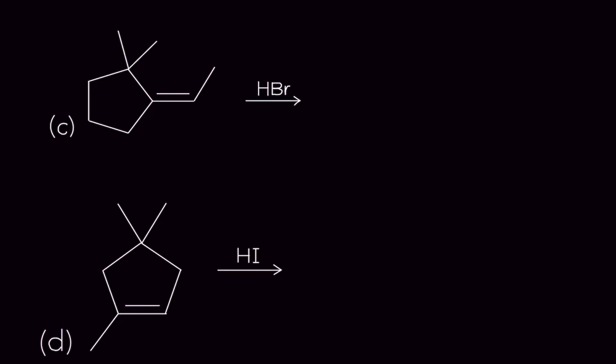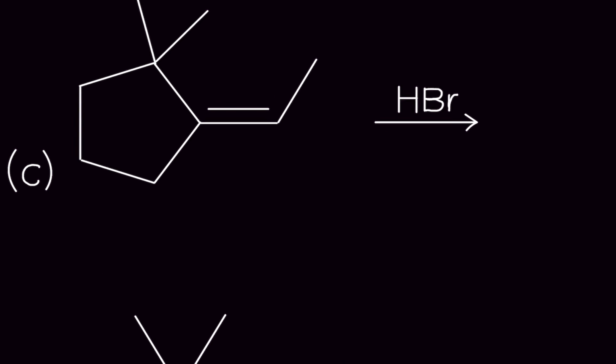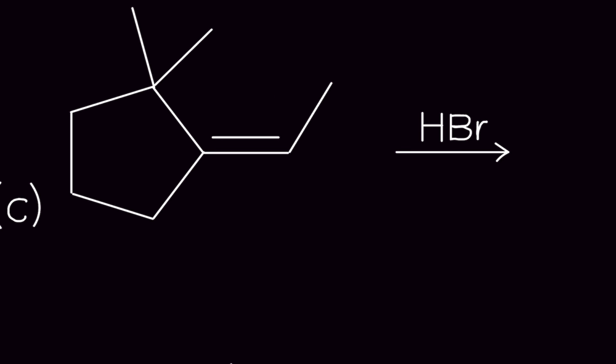This one is a trick question. Be very careful. We have HBr, no peroxide, so we're going to be doing Markovnikov. They're all Markovnikov. I'm just going to tell you that, as you can see. We're going to be looking at the more substituted carbon of the alkene. This is more substituted than this, so we're looking to add the bromine here. Something like that.